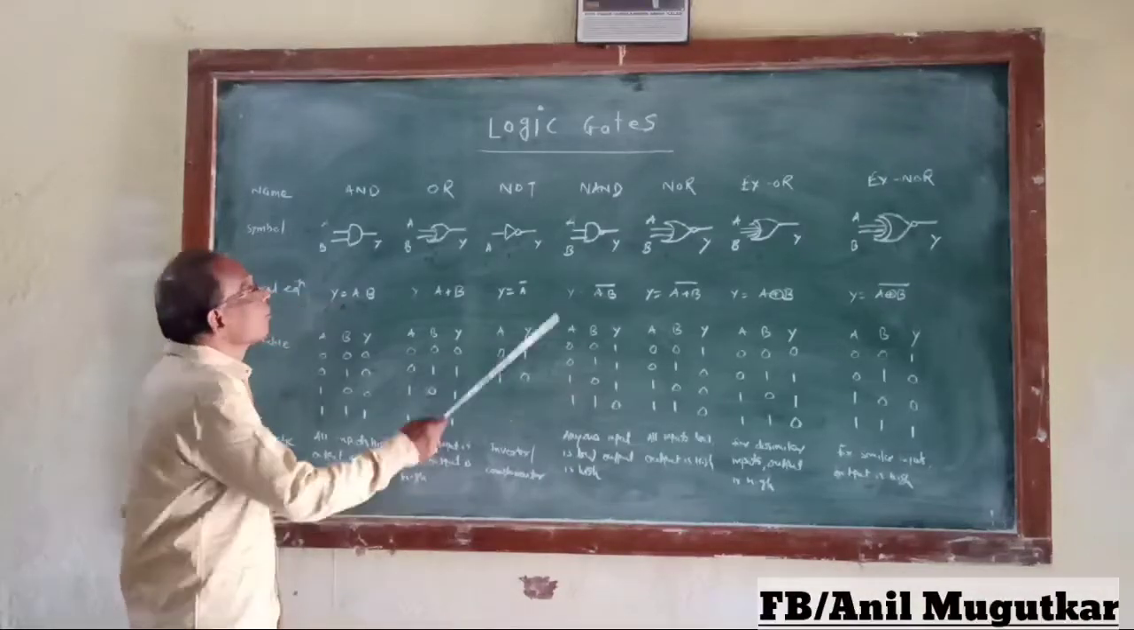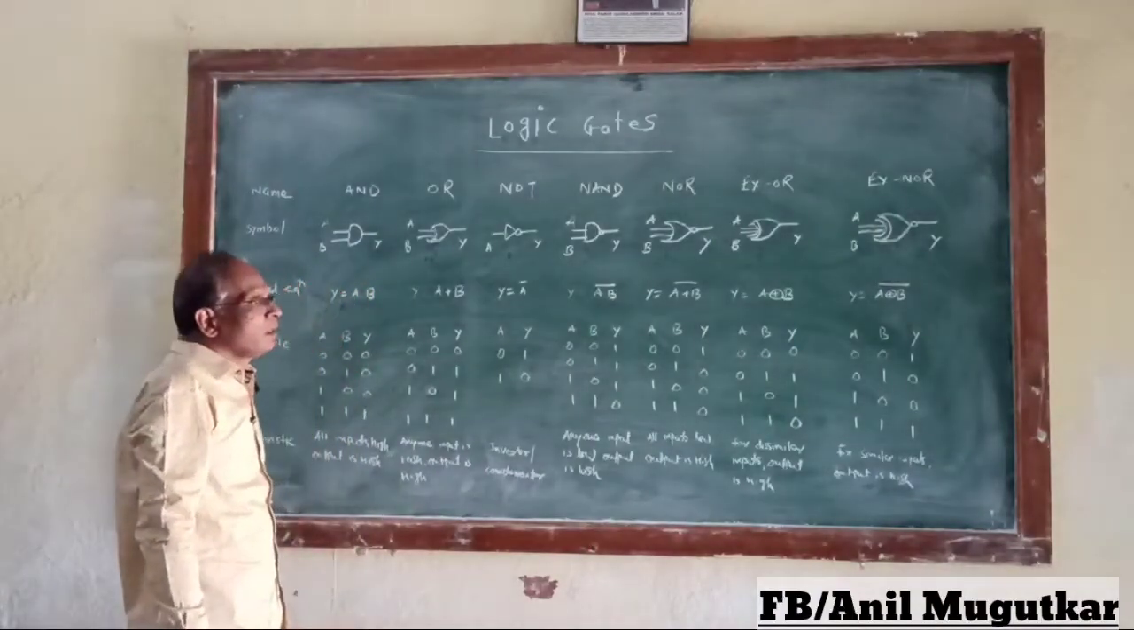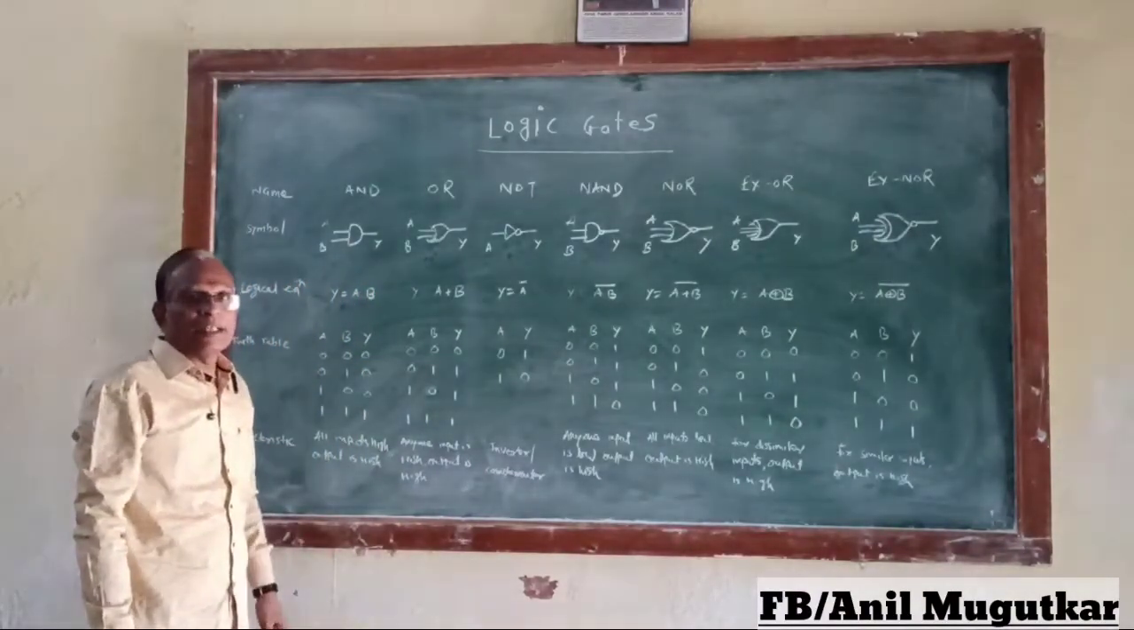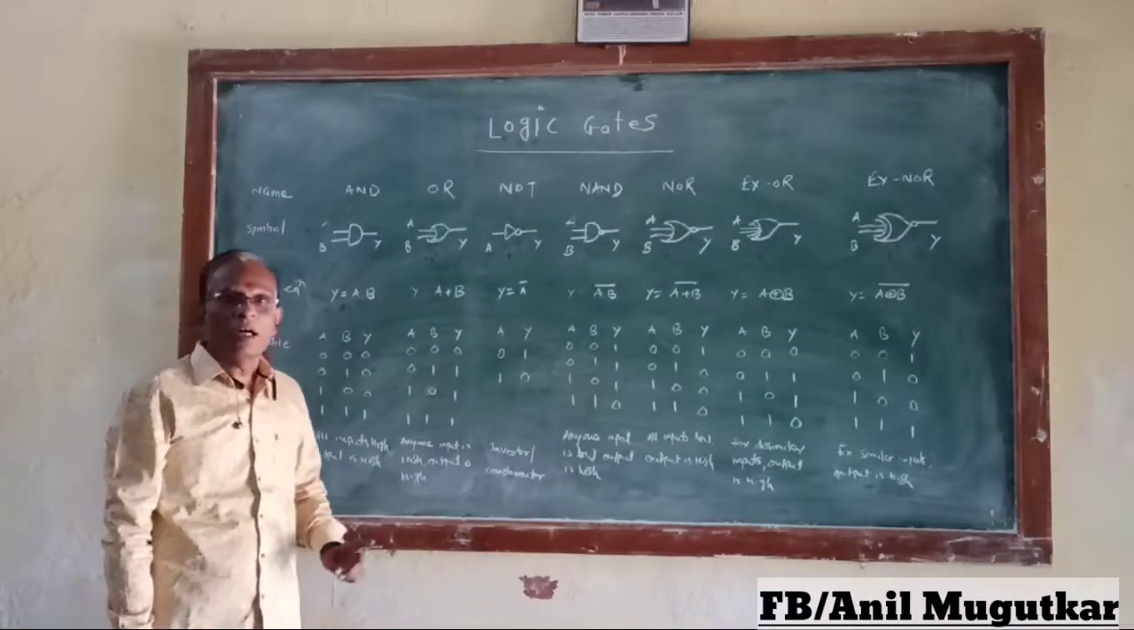Dear students, now we are going to discuss logic gates. A logic gate is an electronic device which has two or more than two inputs and only one output.